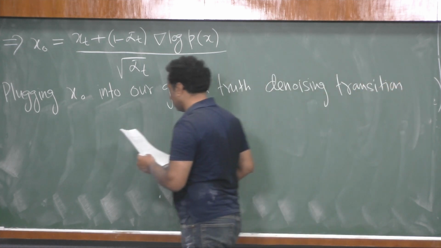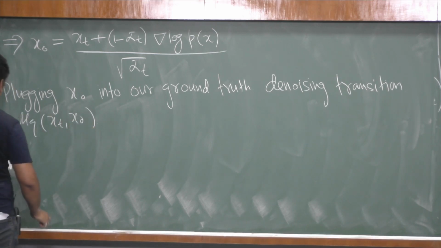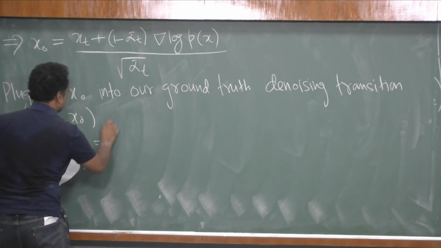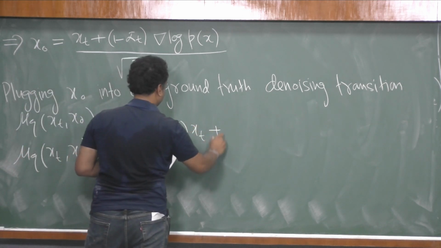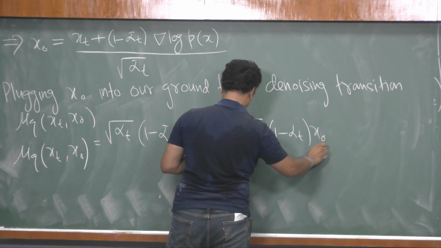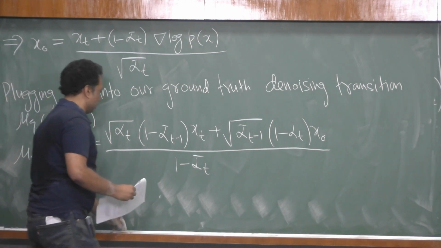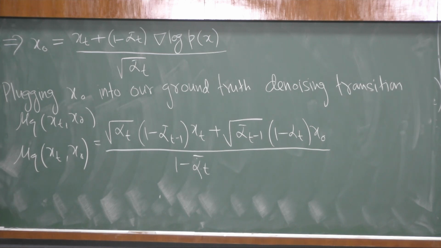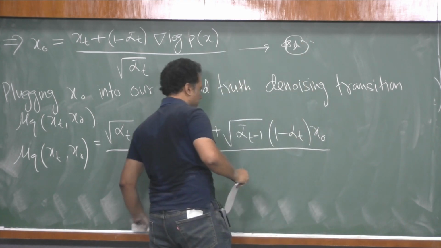So our denoising transition was, if you recall, mu q(xt | x naught), which is square root of alpha t times 1 minus alpha bar t minus 1 xt plus square root of alpha bar t minus 1 times 1 minus alpha t x naught, divided by 1 minus alpha bar t. So we have just written this mu q(xt | x naught). Now we will substitute the x naught from here. Let us say this is double star. Okay, so let us substitute that here.